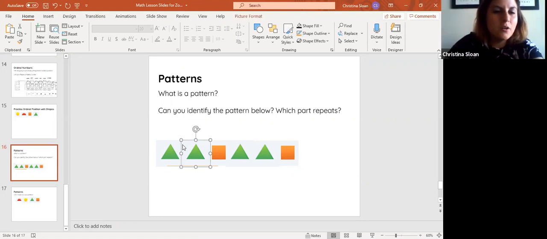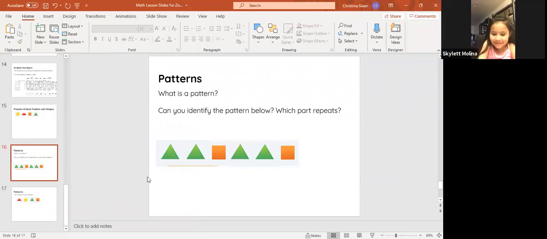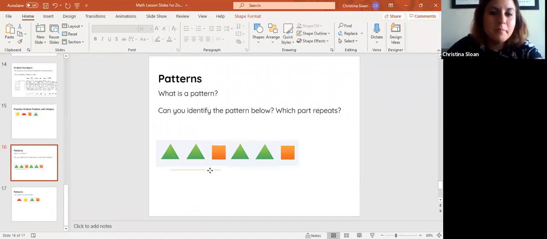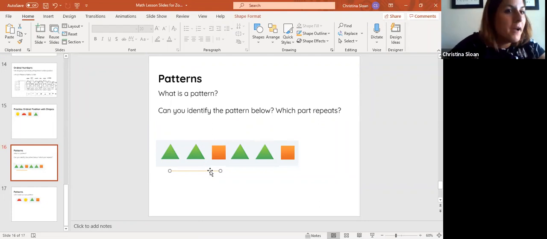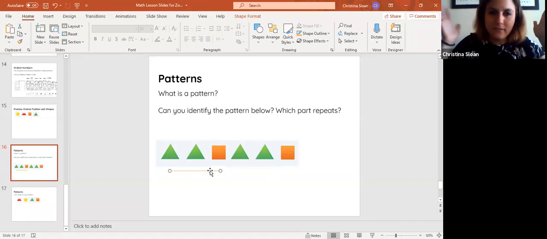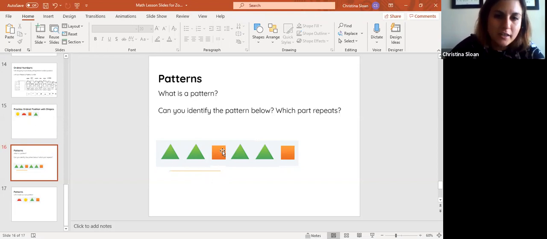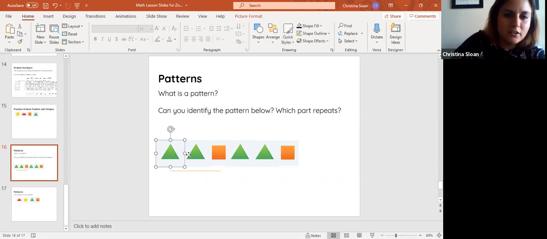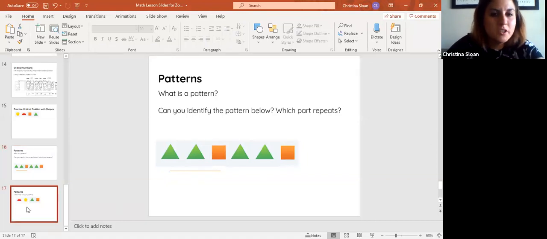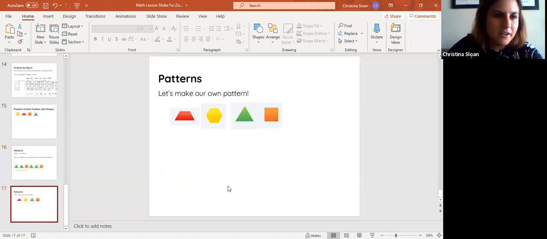Thank you. So when we have patterns, we can have number patterns, we can have color patterns, we can have shape patterns, we can make a lot of things into patterns. Here we're doing shapes though, and there's a repeating part. Repeating means it's the same part. So right here, triangle, triangle, square, that chunk repeats over and over and over again. So we're gonna try making a couple of patterns on our own.